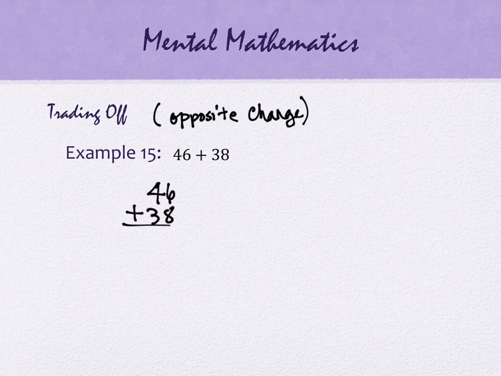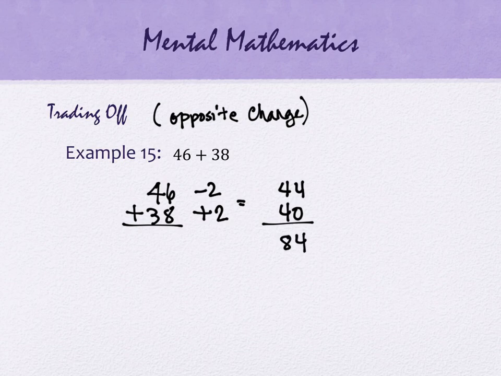And the idea is to try to get something to become a 0. So which of the numbers is closer to becoming a 0, the 6 or the 8? The 8, okay? What would I have to do to the 8 to make it become a 0? I'd have to add 2. But I need to do the opposite to the other number, so I'm going to subtract 2. So this gives me 44 and 40. And then 44 and 40 would be 84. I don't need to do a second step because they don't add up to too many, right? Just like when I was looking at opposite change before.